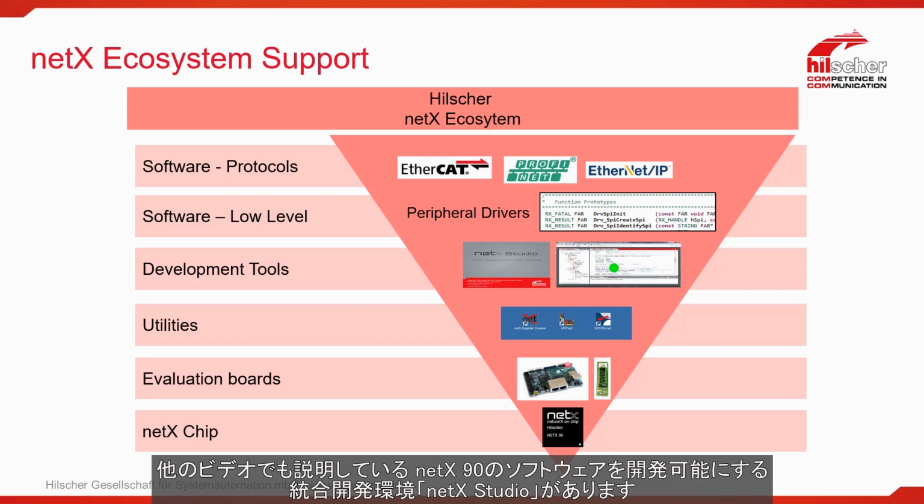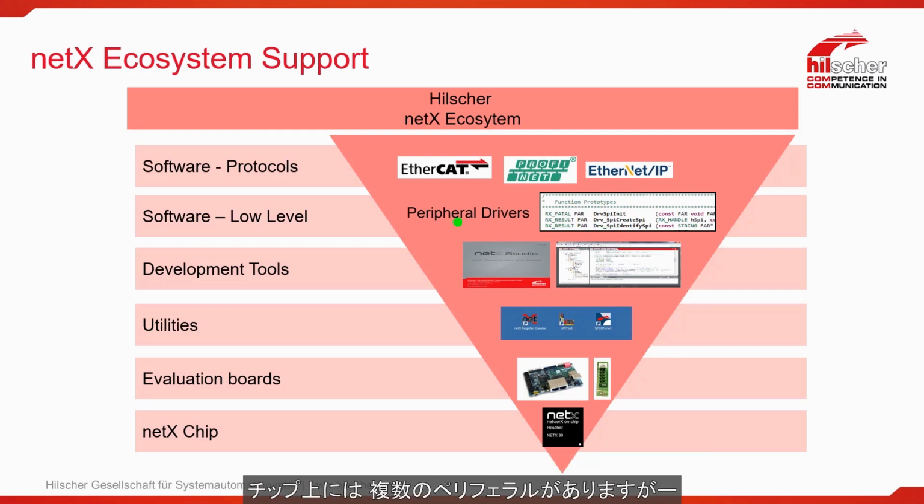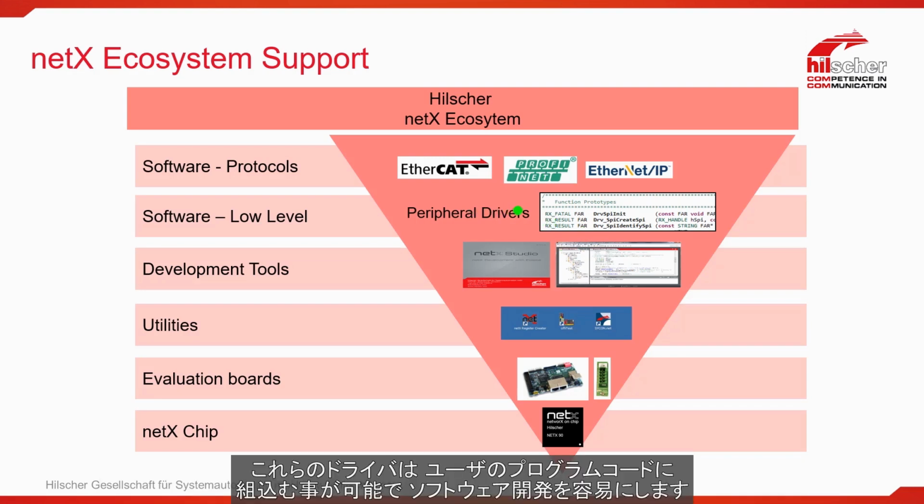We have already mentioned the Netix Studio, which is the integrated development environment upon which all the Netix 90 software can be developed. It also includes the option for editing your hardware layout, your pin assignments, and adjusting the Netix 90 till it meets exactly the specifications that you need. Above that, we have a number of peripherals on the chip itself. They need drivers to be able to drive the hardware, and so a full set of peripheral drivers are made available to you. We call this low-level software, but these are drivers that you can incorporate in your code to abstract the hardware and make your own software development easier.